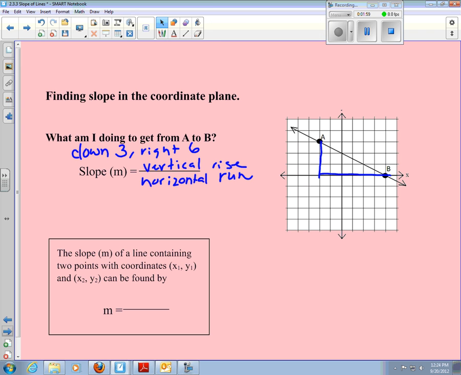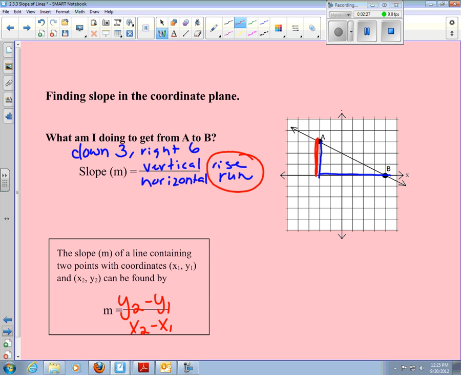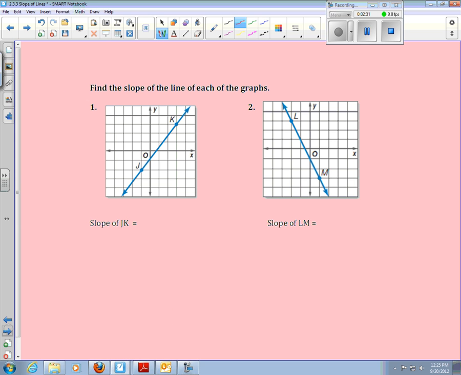And you have seen it before as rise over run. So the slope, which we refer to as m, of a line containing 2 points with the coordinates x1, y1 and x2, y2 can be found by this formula, where we take y2 minus y1 over x2 minus x1. The y2 minus y1 gives us this vertical rise, and x2 minus x1 gives us this horizontal run.